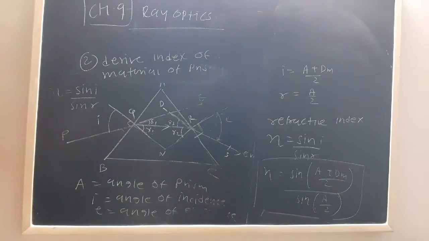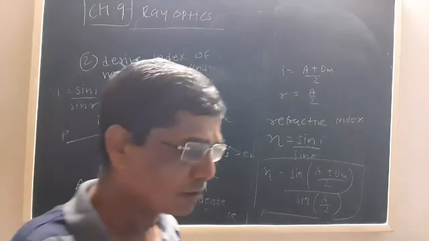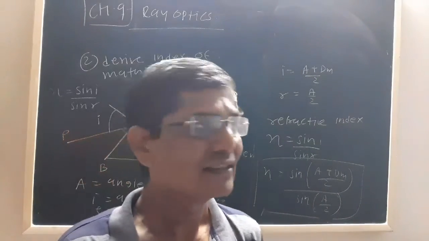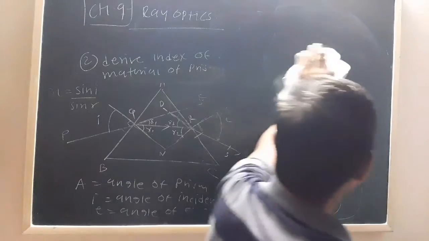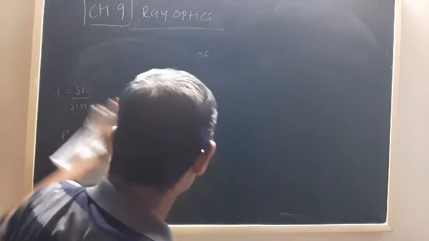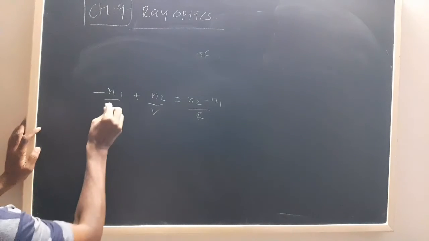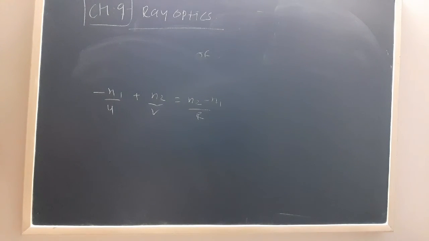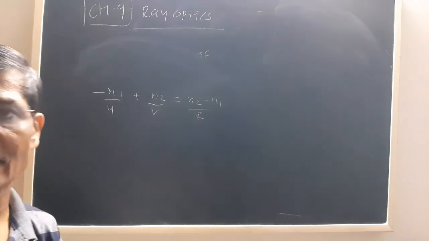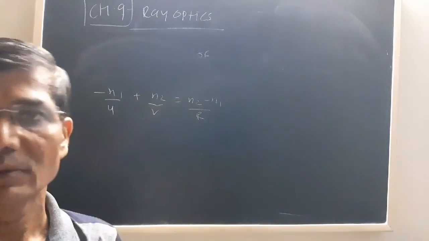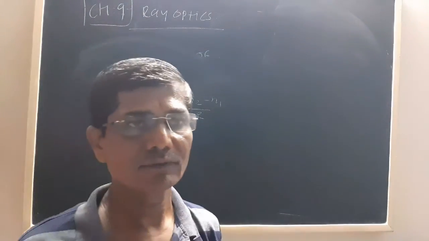Earlier we discussed refraction taking place from a spherically curved surface, and in that way proved that minus n1 upon u plus n2 upon v is equal to (n2 minus n1) upon r. Then we studied refraction of light by a prism, and we derived the equation of refractive index of the material of the prism. Next time we'll proceed further. Thank you.